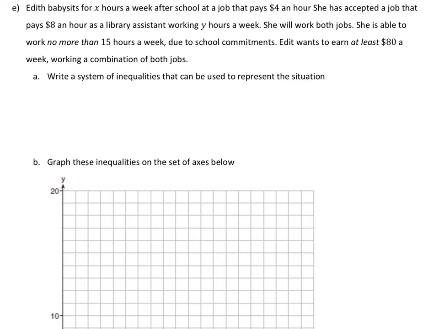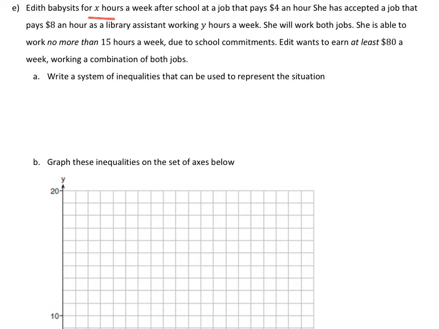On the next page, we'll start some applications or word problems. Edith babysits for X hours a week. This is good. It's already identified. It means I probably don't need let statements. X hours a week after school at a job that pays $4 an hour.